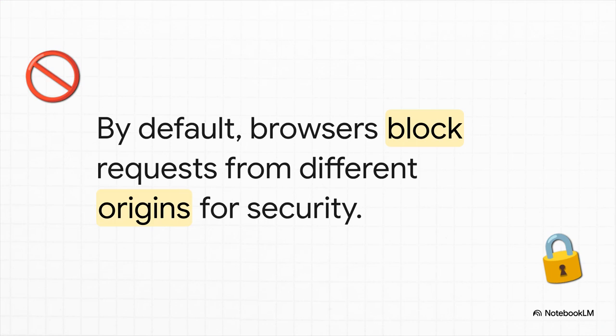You see, browsers have this built-in security guard by default. It's a rule that says a website from one address, like our React app at localhost:3000, is not allowed to ask for data from a totally different address, like our Spring Boot kitchen at localhost:8080. And it's a good thing. It's there to stop shady websites from trying to steal data from your other open tabs.